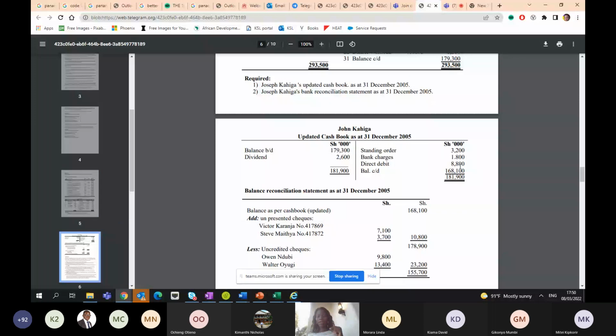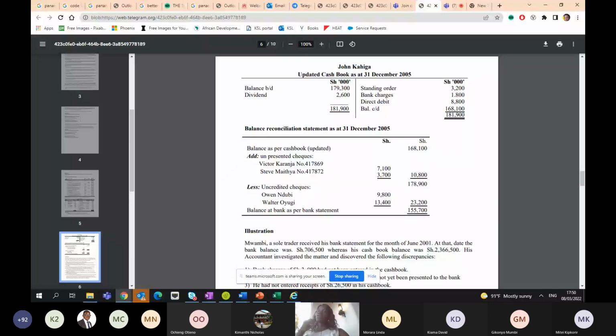Then what you do, once you have identified all of them, and assuming now we have identified all of them under the cash book, the only thing we leave out is unpresented.